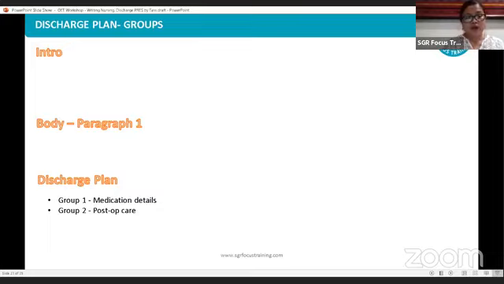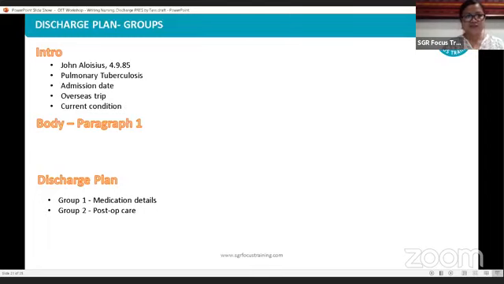So far, we have the 2 groups that we were able to identify from the discharge plan. Group 1 is the medication details, and group 2 is the post-operative care. And then for the introduction, we're going to be including the diagnosis, which is pulmonary tuberculosis, the admission date, and that he may have picked this up from his overseas trip to Latin America, and also his current condition, which is good.